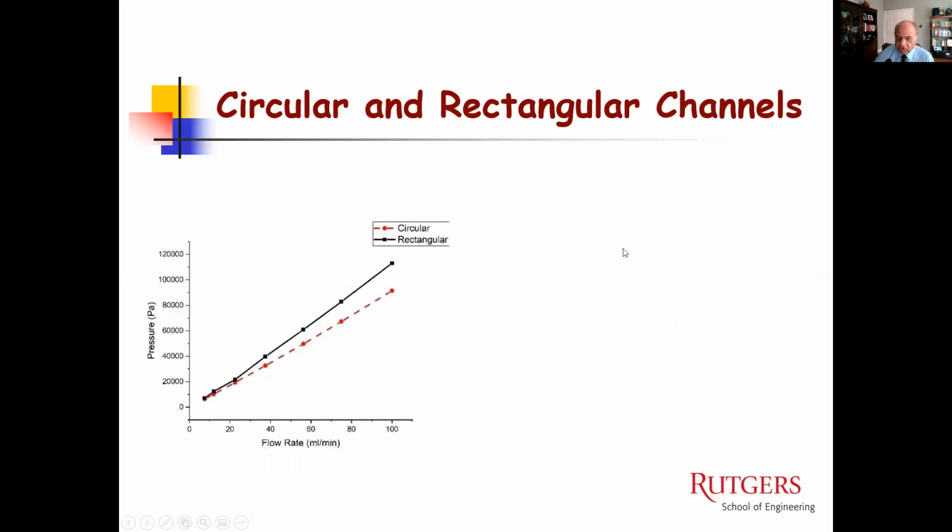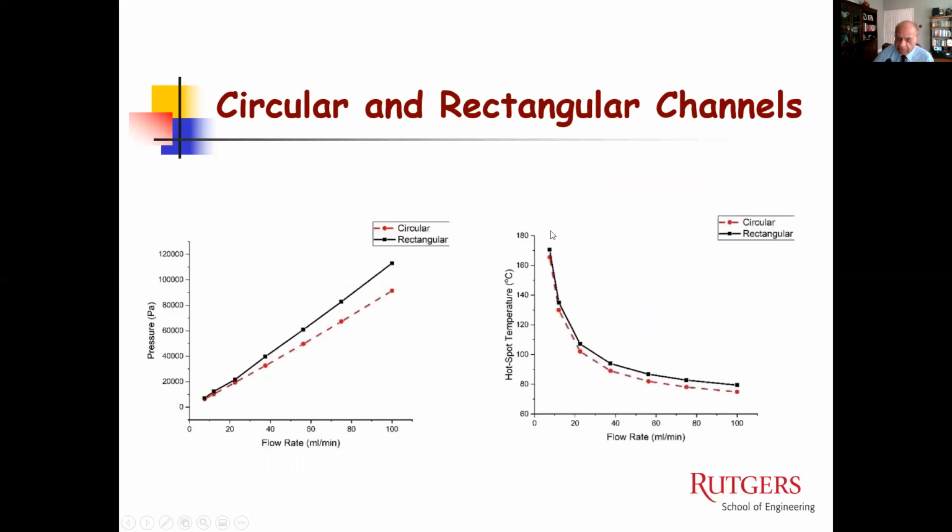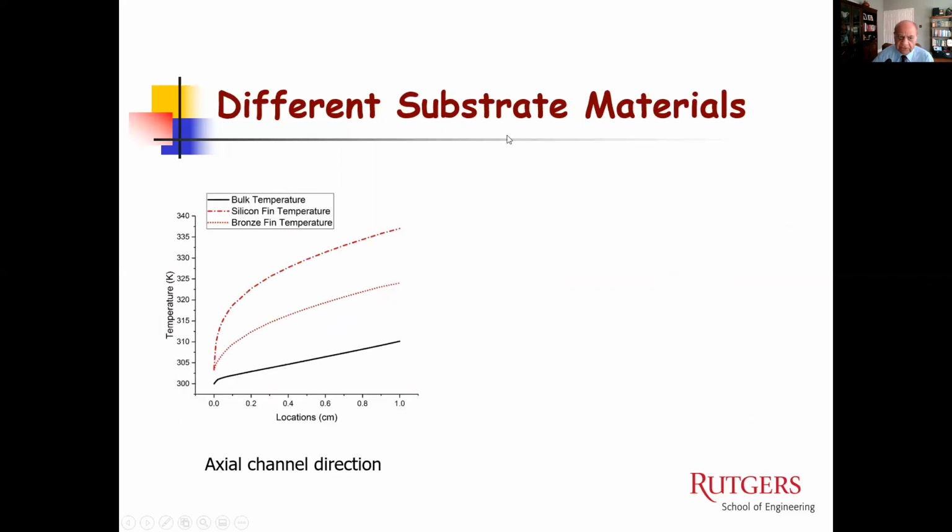Circle and rectangular, there's not that much of a difference. We tried both of them. As you can see, the differences are not very large. This is the hotspot temperature, this is the pressure against the flow rate, and the differences are not very large. So whatever you come up with for the rectangular channel, which is obviously much easier to fabricate. Of course, with 3D printing, you can get essentially any shape that you want, but circular and rectangular obviously look very similar. Then we looked at different substrate materials, and basically bronze and silicon.